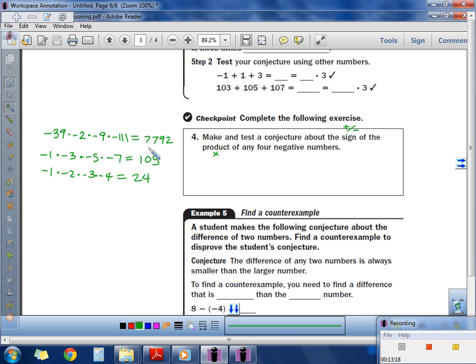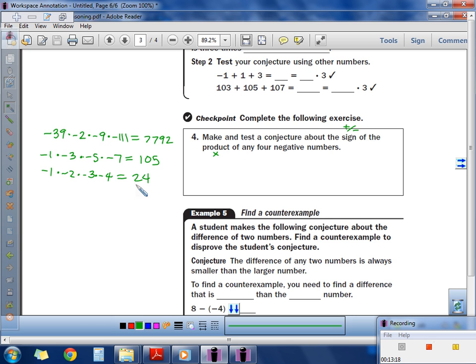24. What do we notice about all those products? They're all positive. What else did you say? Okay. The key thing is that they're all positive. That's the conjecture right there. So here's what we do.